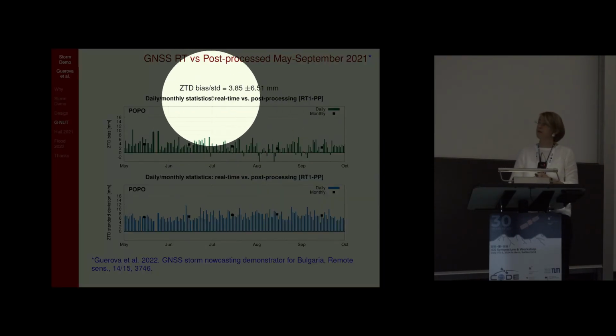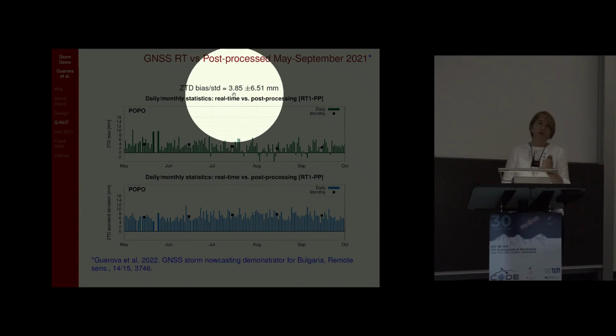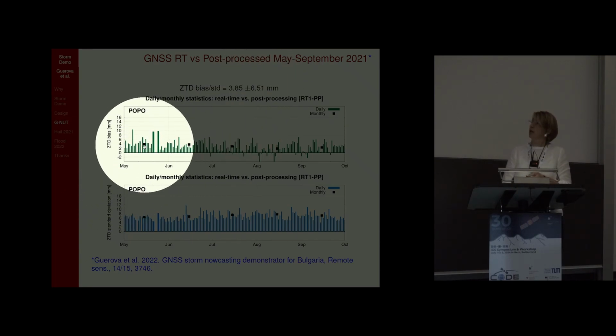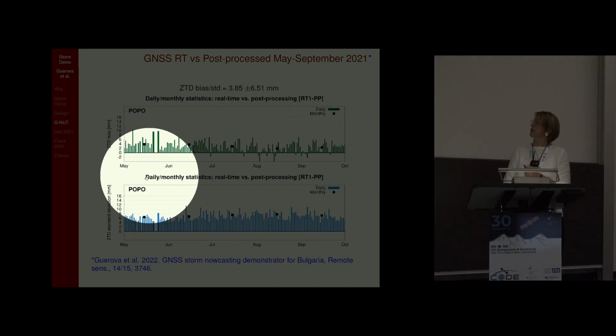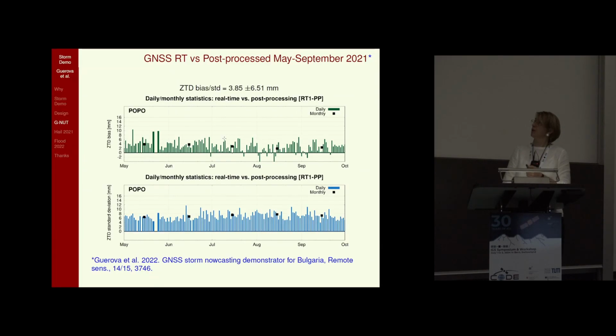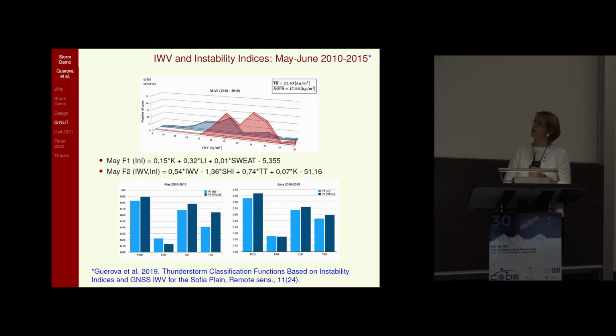So, one slide about validation. There is a poster which Jandosh is first author of, and his team, you can check it out, but basically for this product we have seen that the real-time ZTD bias is in the range of 3.85 with the standard deviation 6.5. Here you see the bias on monthly average and on daily basis for those 5 months. And here is the standard deviation also for one station. But this is similar, I can assure you, for the other stations.